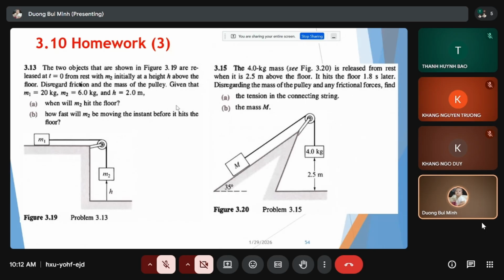we can calculate the time, okay? When will M2 hit the floor and how fast is it moving? How fast will M2 be moving at that distance? So we need to calculate vf, right?